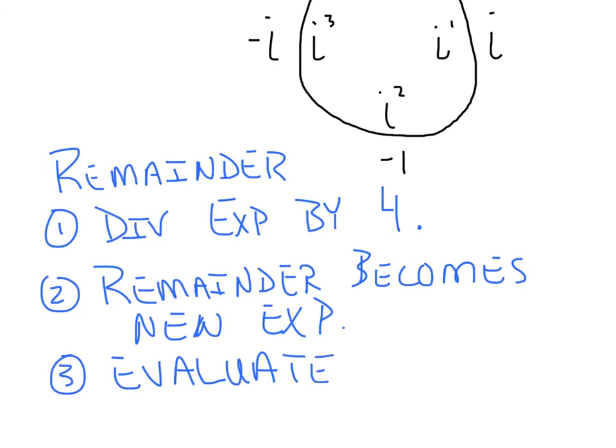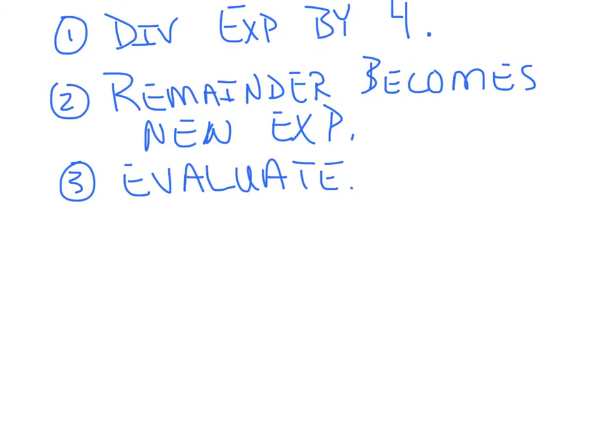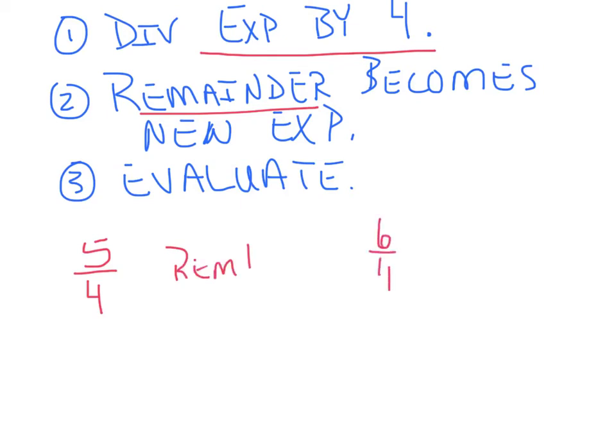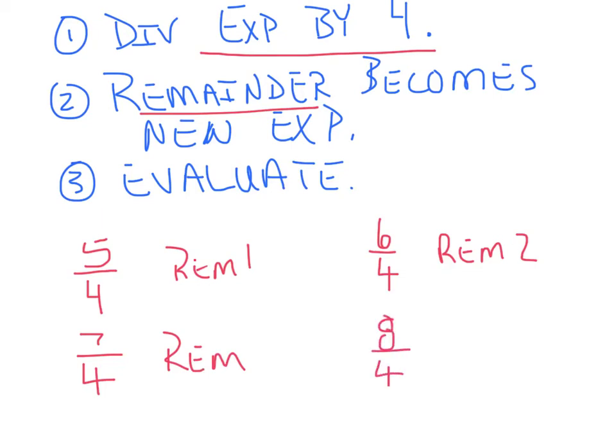I'm sure that sounds like a little bit of gibberish, but we're going to do tons of examples. Now, I do want to do a little crash course on dividing by 4 and remainders. For instance, 5 divided by 4, well, 4 goes into 5 once, but more importantly, the remainder is 1. 6 divided by 4 has a remainder of 2. 7 divided by 4 has a remainder of 3. And 8 divided by 4, well, 4 goes in there perfectly, so the remainder is 0. So hopefully that brings back some memories of remainders.